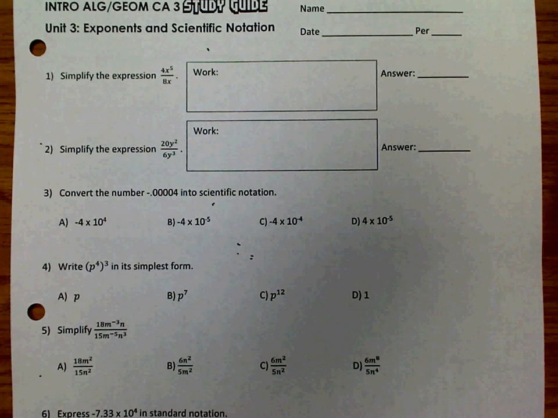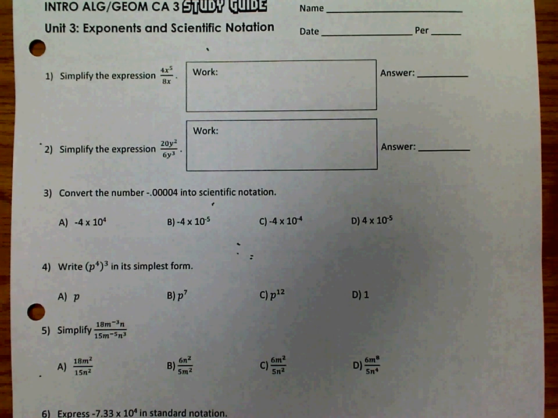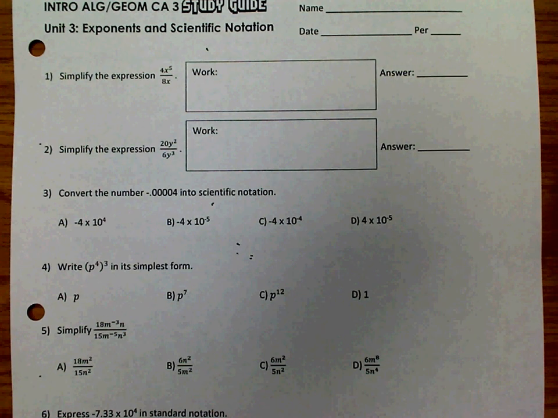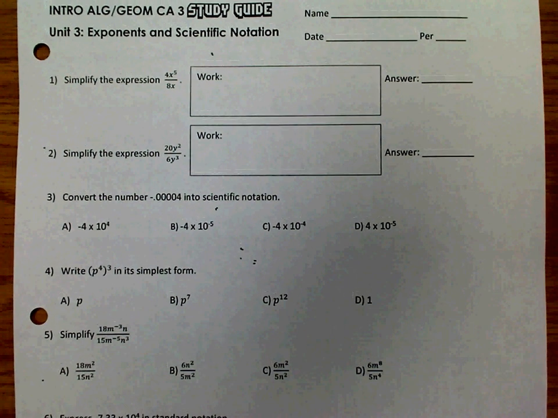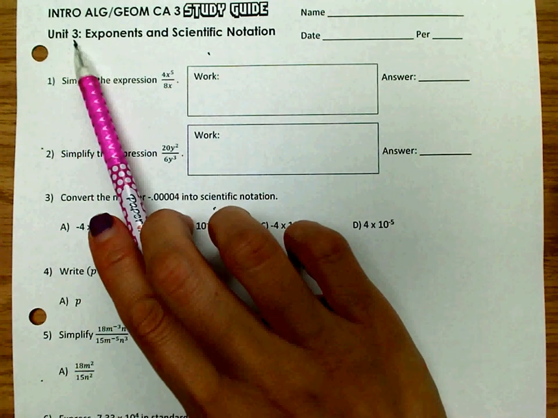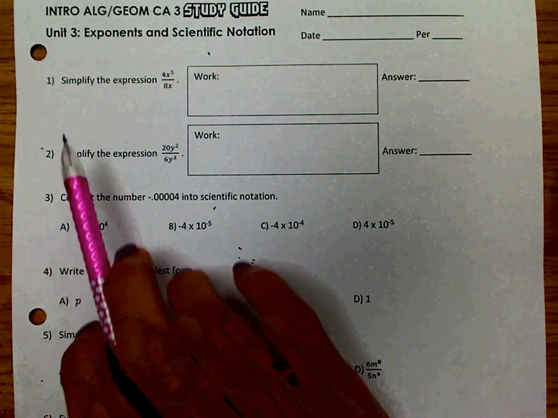Hey guys, so don't forget our test is on Wednesday. It's easy to forget if you have that day off with Election Day, but just know that coming back from that day you will have your test. So as you can see, it's on Unit 3, Exponents and Scientific Notation. So let's take a look at this.